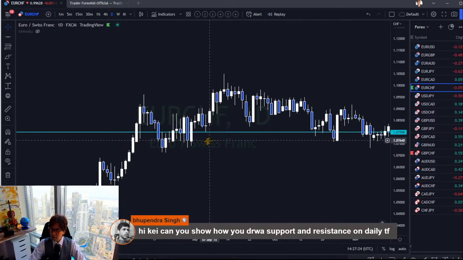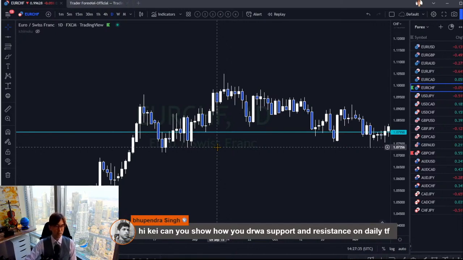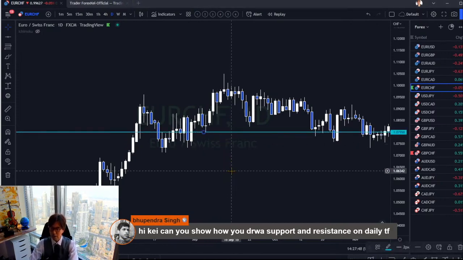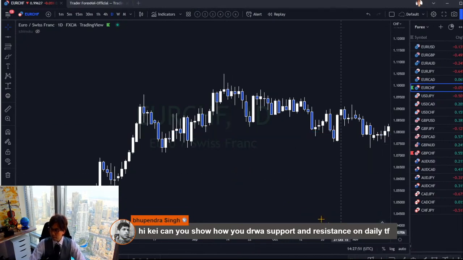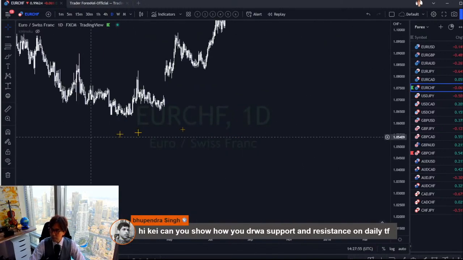So that's how I draw the lines. I don't draw the support and resistance just because it's there, just because there is a support or a resistance. I always think about the buyers' and sellers' stop-loss perspectives and draw the lines accordingly. And I do this on the daily chart, but I also do this on any time frame. So that's how I draw the lines.